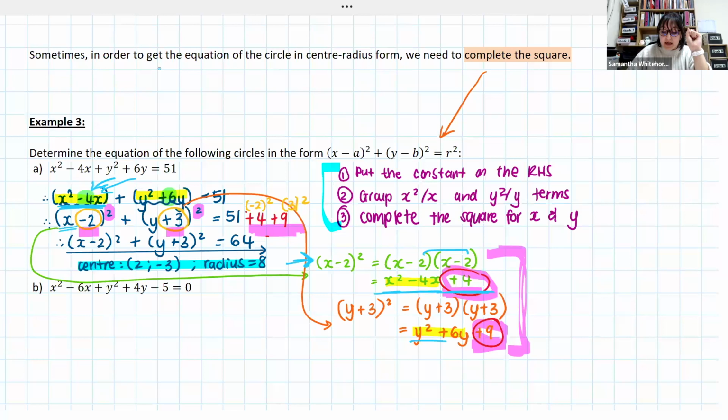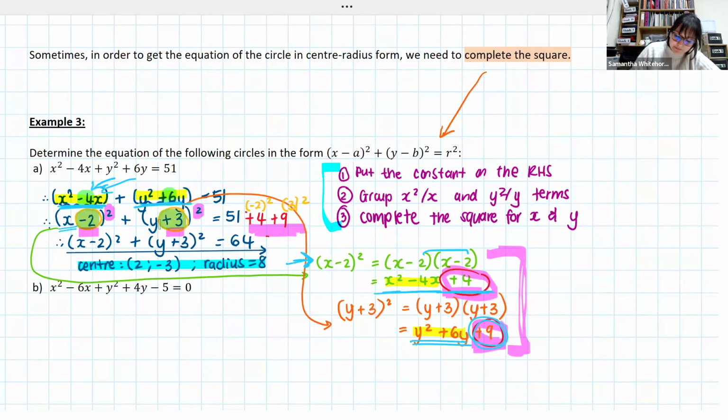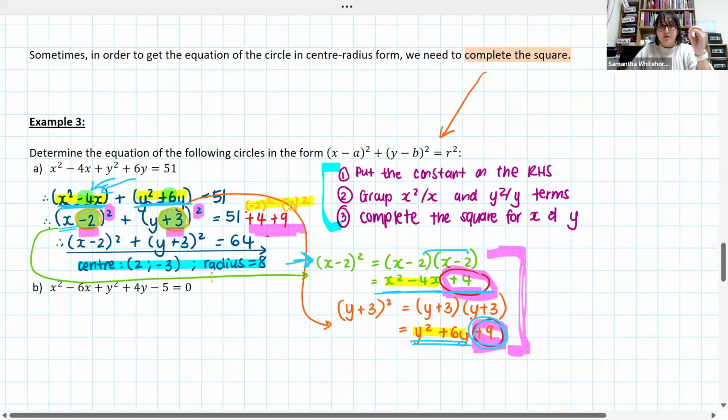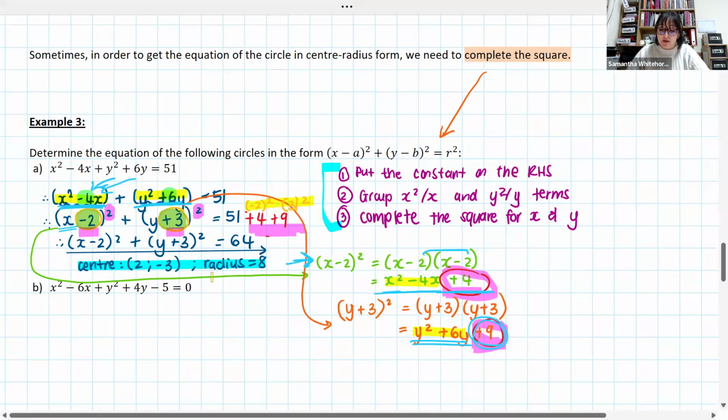The same thing for the y's. I get the y squared minus 6y that I want, but I also added a 9. So I've got to add a 9 on the right-hand side. You don't have to expand to figure out what you are adding on the left and on the right. All you do is take the constant term in your binomial bracket and square it. So that's what I've written in the yellow over here. -2 squared, +4, 3 squared, 9. That's it. So you don't have to do the expansion in order to figure out what you've added or subtracted.